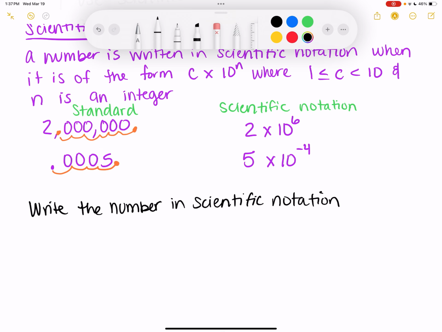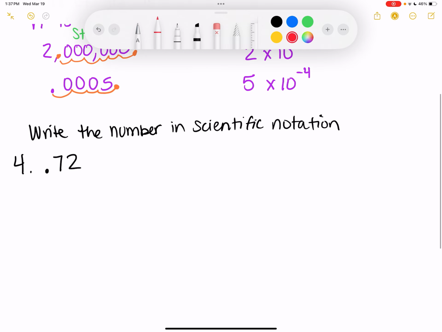All right, so number 4, we have 0.72. So the decimal's on the left. I need to move it to where there is one single digit on the left-hand side of that decimal. So I'm going to move it one spot here and put it there. So this becomes 7.2 times 10, and I moved it one spot, so to the -1. So if you move it to the right, it's a negative exponent. If you move it to the left, it's a positive exponent.